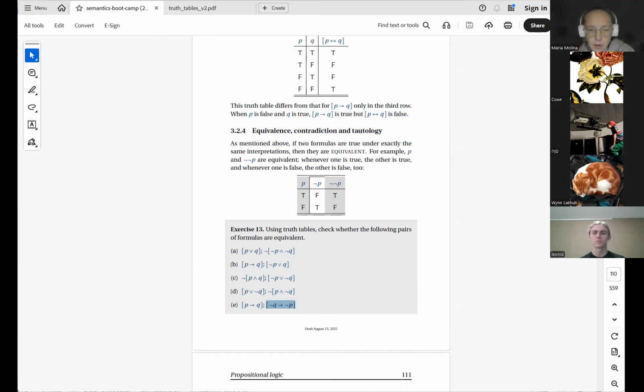Each conditional P to Q is the same as its contrapositive. And this is called contrapositive. Here you are.